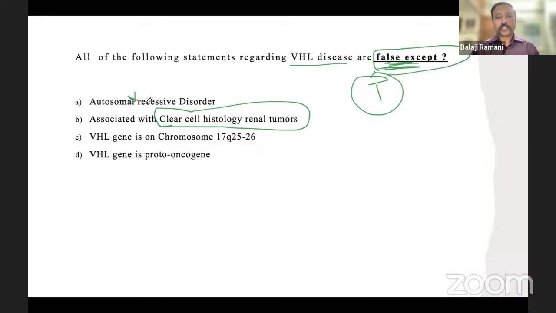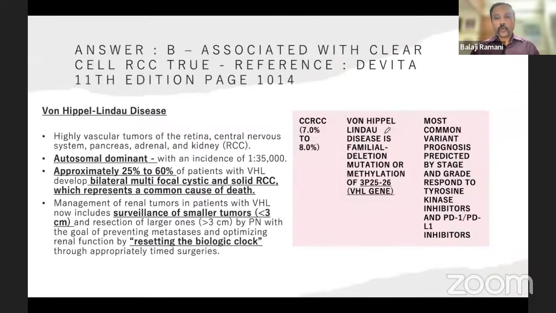So is it autosomal recessive? No, it is an autosomal dominant condition. It is present on chromosome 3. 3p25 is the one which is the correct answer. And is it an oncogene? No, it is a tumor suppressor gene. It is not an oncogene. So if you look at von Hippel-Lindau disease, it is deletion or mutation or methylation of the VHL gene. So the VHL gene is present at the 3p25 locus. And here what you get is highly vascular tumors.